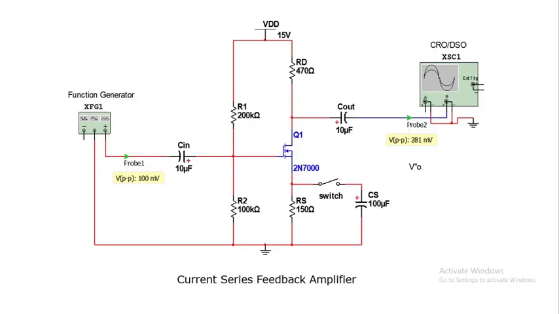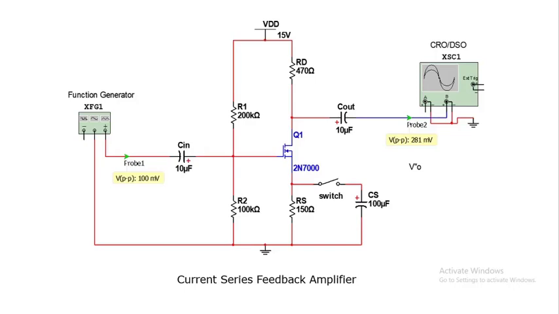The circuit represents the current series feedback. We know that RS is the feedback component. The feedback terminal and output terminal are not common. That's why it is a current topology. And the feedback terminal and input terminal are not common. That's why it is a series type of mixing. And that's why we say it is a current series feedback topology.